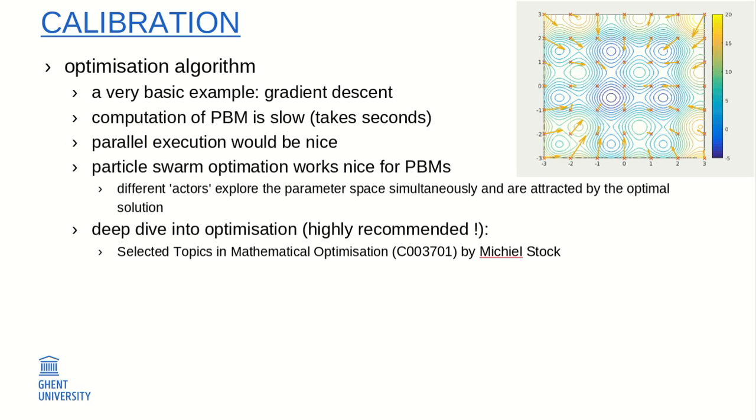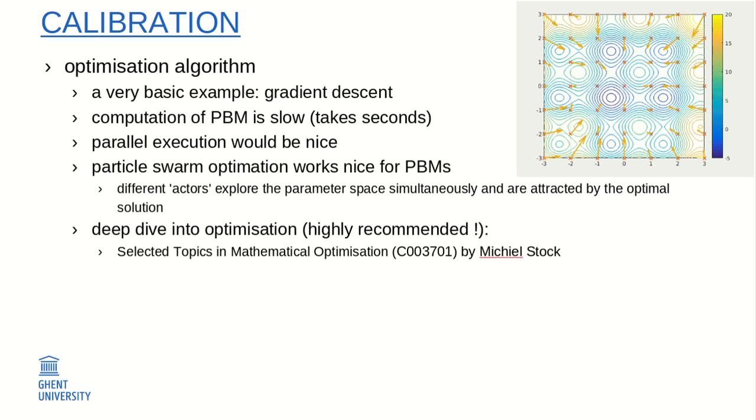As an example of what you have likely seen in other courses is gradient descent. So in gradient descent you are moving in your parameter space along the direction of the steepest gradient. So in other words, the direction where the objective function decreases the most.